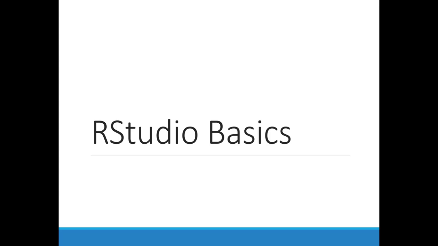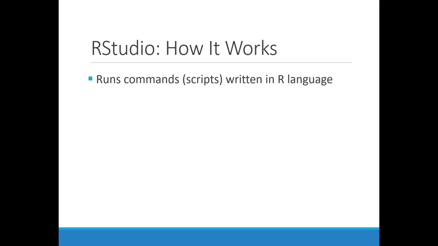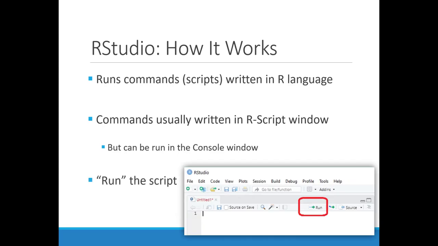Welcome back. And so now let's talk about some basics of RStudio. First of all, how does it work? You might remember that RStudio runs commands or scripts that are written in R. And the commands are usually written in the RScript window, which is at the upper left-hand side of your windows. However, you can also run a script in the console window, which is below that, so the lower left-hand side of RStudio. And then once you write the script, you can tell RStudio to run it. And then RStudio will respond with the result or an answer in the console window.